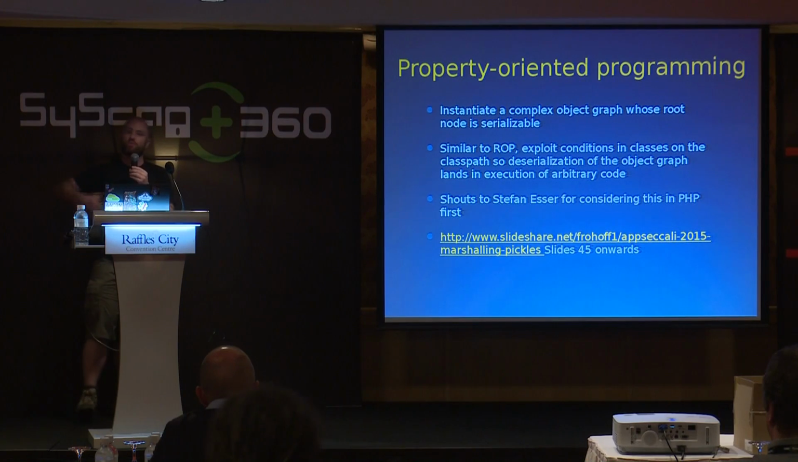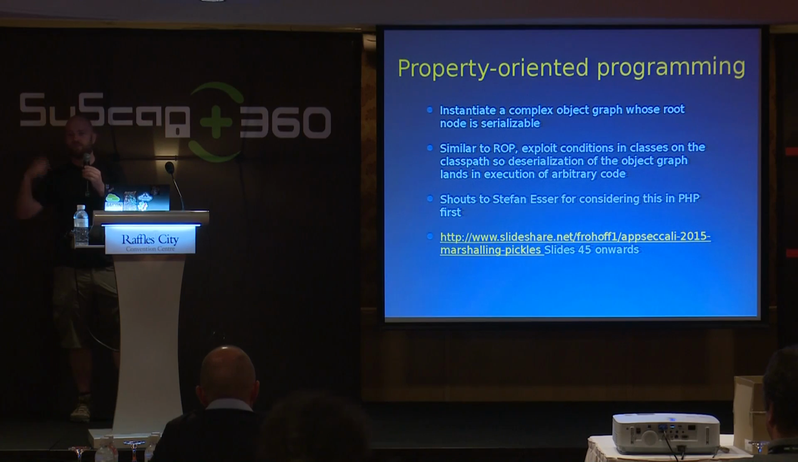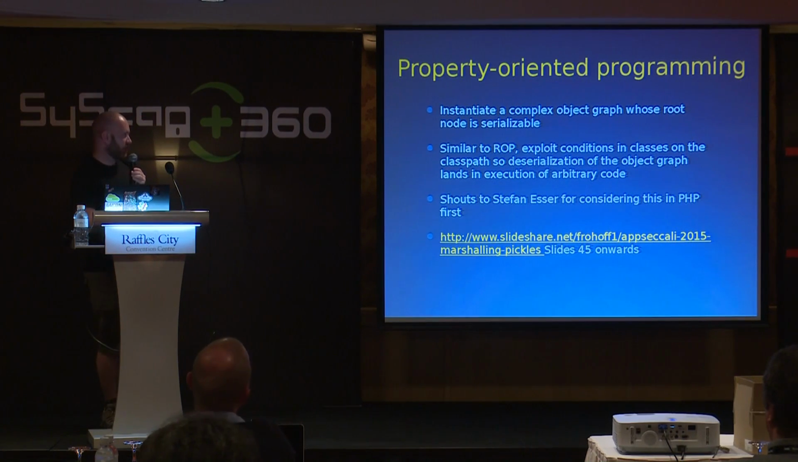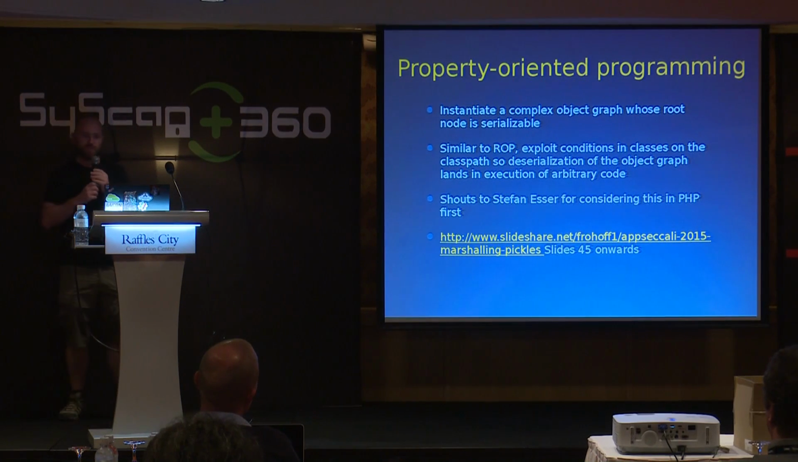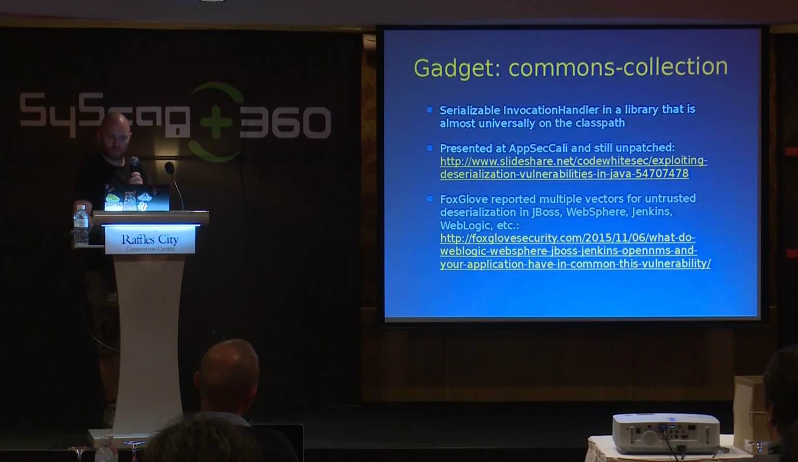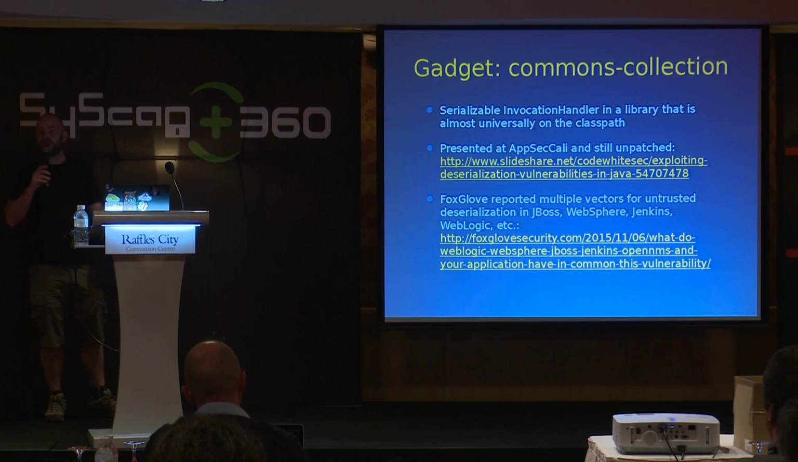And this is very similar to ROP chaining. Property-oriented programming is the term being used. And if Stefan's in the room, shout-outs to him for figuring this out in PHP deserialization before anybody did in Java. So Chris Frohoff et al. put together this fantastic work here, which you should all take a look at, at AppSec Cali, where they drew this out. Drawing the analogy to ROP, they said these are gadgets. These object graphs that can be exploited are property-oriented programming gadgets.